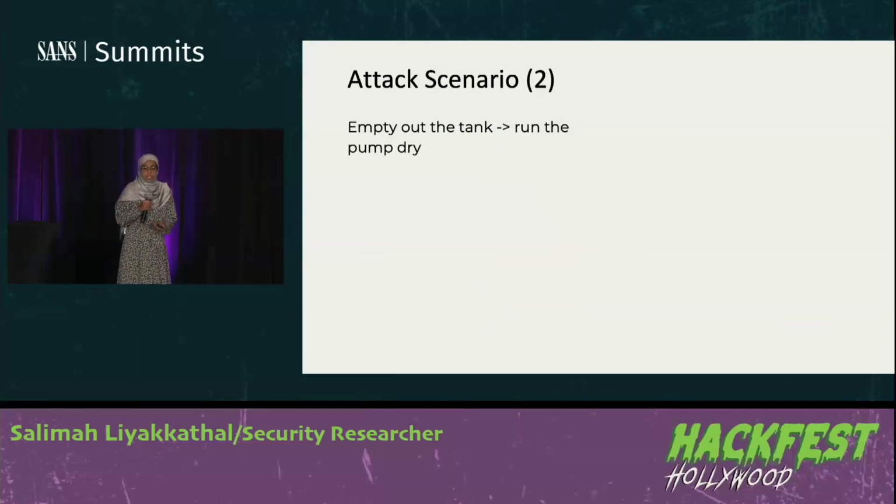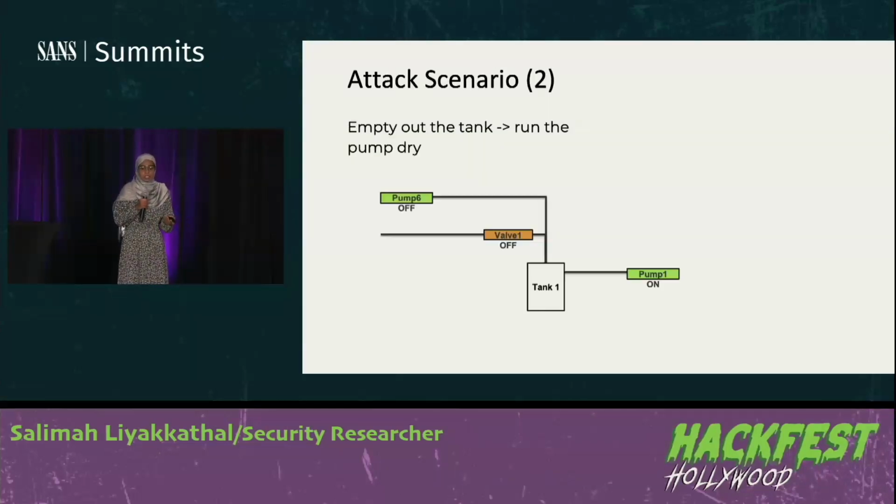Another scenario is emptying out the tank. Simply put, it's cutting off the water supply coming into the tank and pumping out whatever is inside the tank. In this case, you can turn on pump 6, turn off valve 1, and turn on pump 1. This causes the water in the tank to be pumped out, and eventually it will be empty. And eventually, the pump will just be pumping out air, which will cause other consequences.